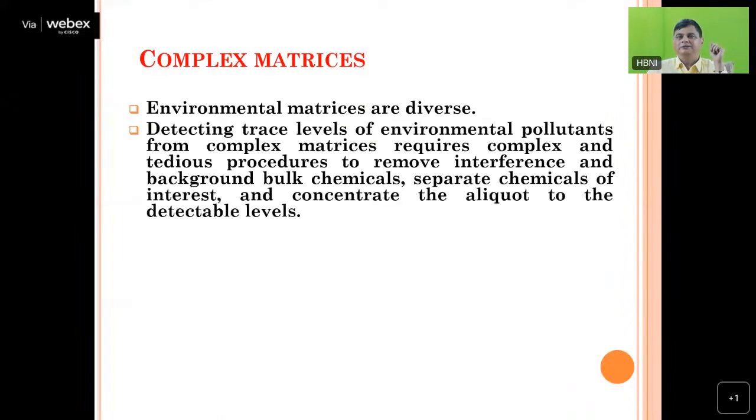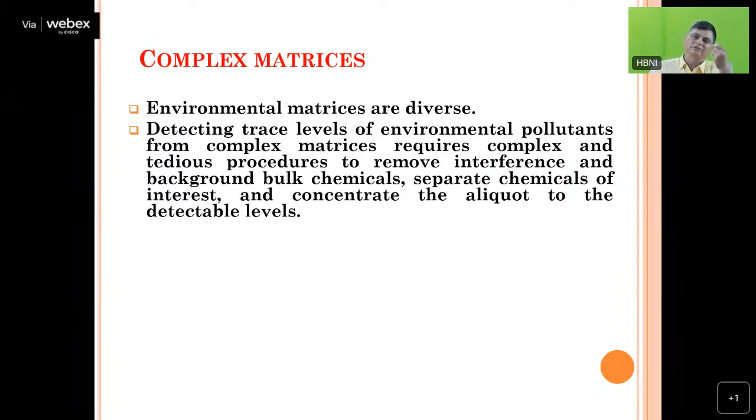See, the environmental matrices are diverse in nature. Now what is most important here? You have to bring that small concentration, in the ppb range or the ppm range, of the elements into a form where you can measure it, and you have to extract that element from that complex matrix. Suppose you are taking 1 gram or 10 gram of sample; out of 10 grams of the sample, you have to remove only that ppb of the analyte.